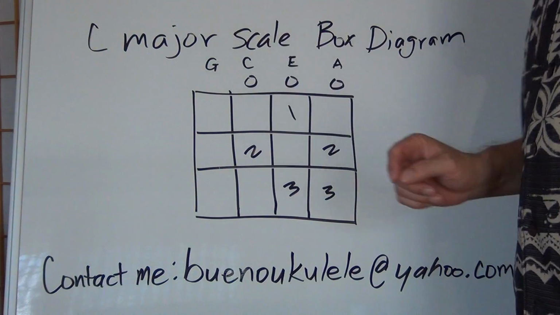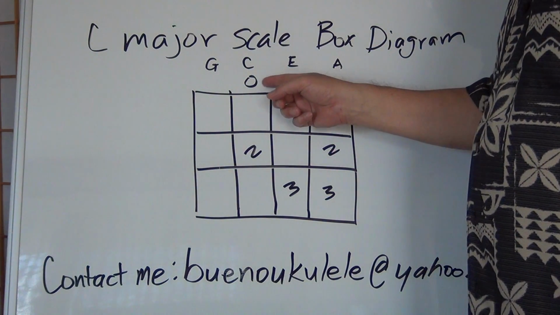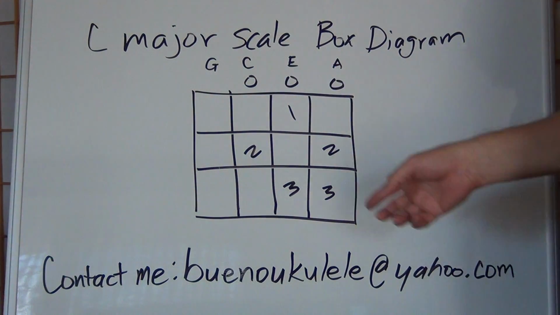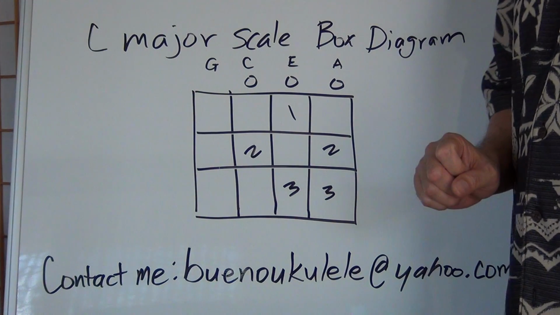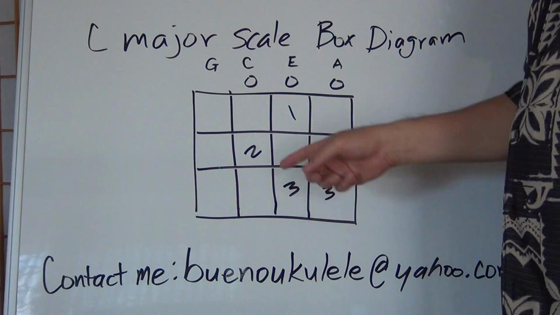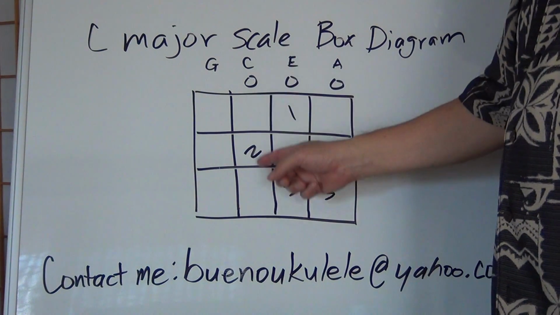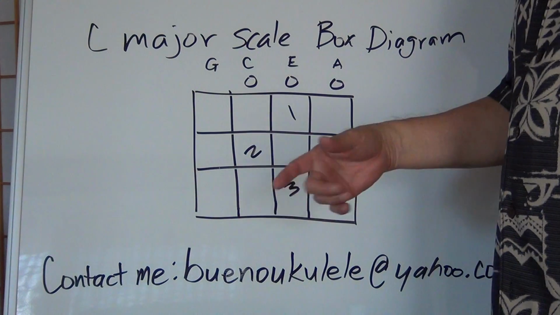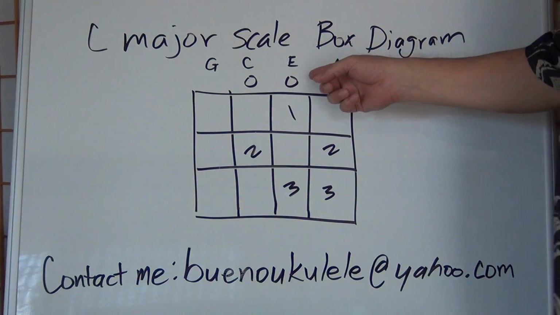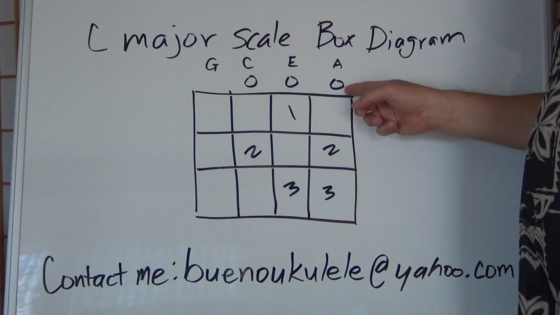Columns are strings. Okay, next you see a zero or letter O notation over here. What these represent is open. So an open C string: when you see this or you're playing this, you will not be pressing on any notes here, and you will just pluck or play the open C string. Or if you see this one here, you'd be playing the open E string or the open A string.